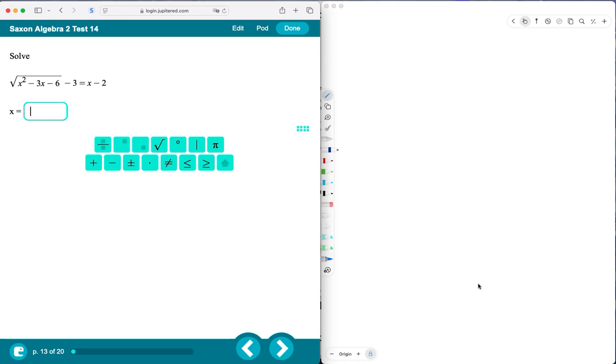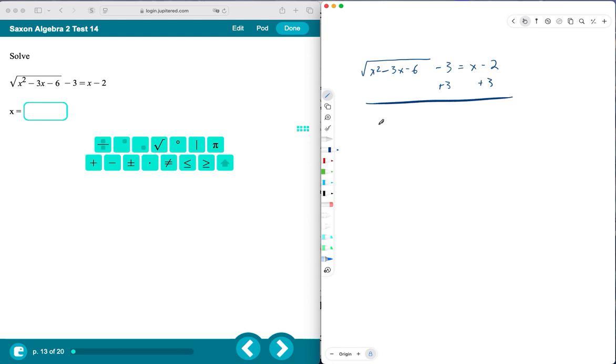Okay. All right, so we're going to write this out right quick. The square root of x squared minus 3x minus 6, minus 3 equals x minus 2. Make sure that's big enough to see. I need to get the radical by itself, so I'm going to add 3 to both sides. When I do that, I get the square root of x squared minus 3x minus 6 is equal to x plus 1, because the negative 2 and the positive 3 make a positive 1.